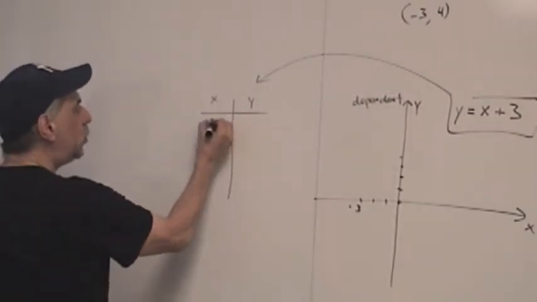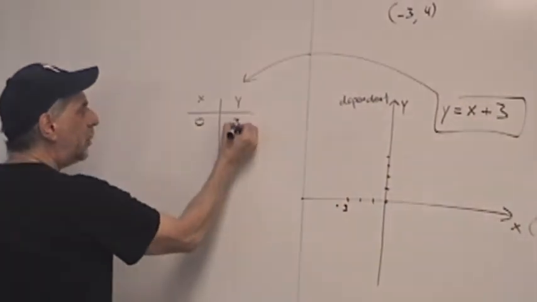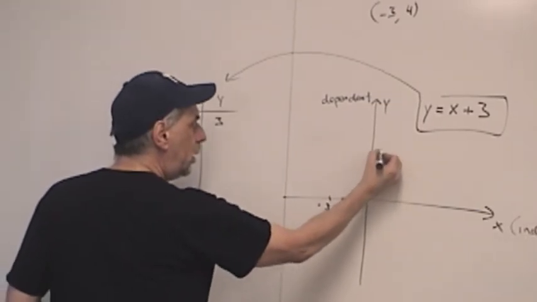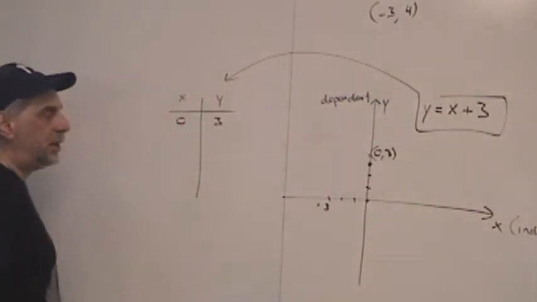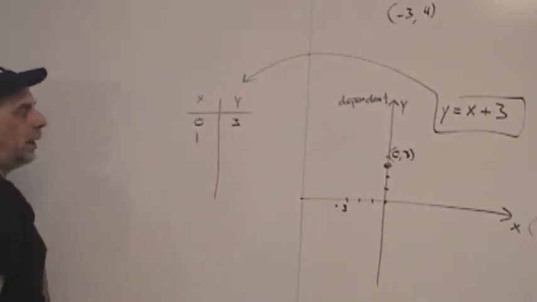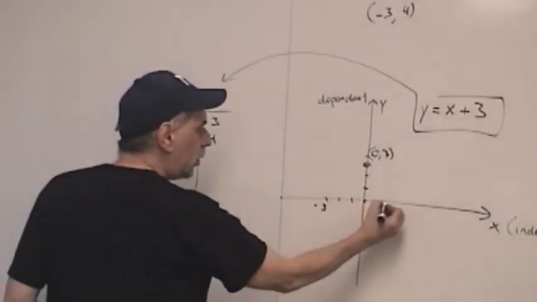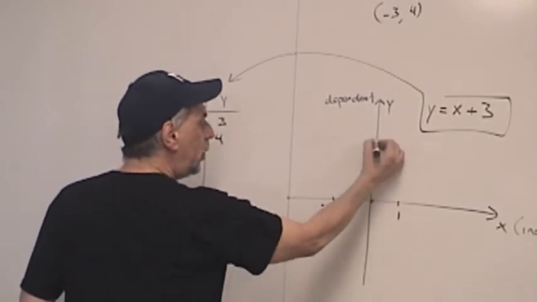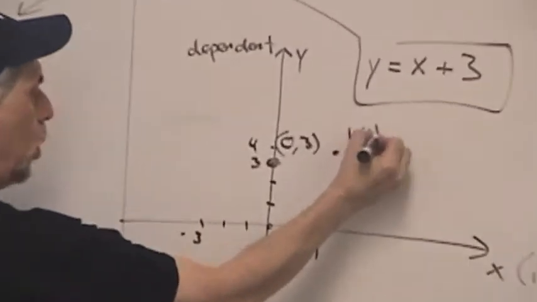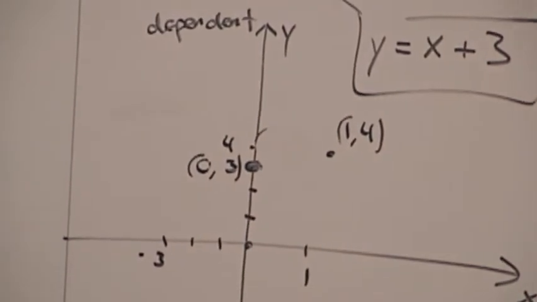Okay, so if we choose x equals 0 and put 0 in for x, we see y is 0 + 3, and we get the point 0, 3. Right, so we can now plot the point 0, 3 up here, label it as the point 0, 3. If we choose x equals 1, we put 1 in here, we get 1 + 3, and we see that y equals 4. So if we go out to x equals 1, we come up here to y equals 4, and we get the point 1, 4.